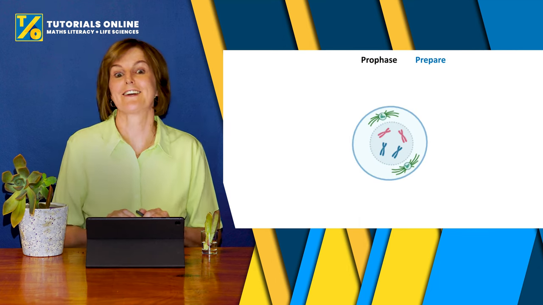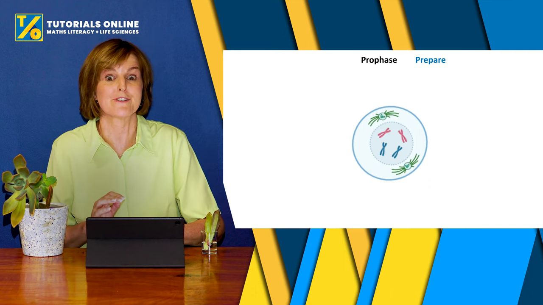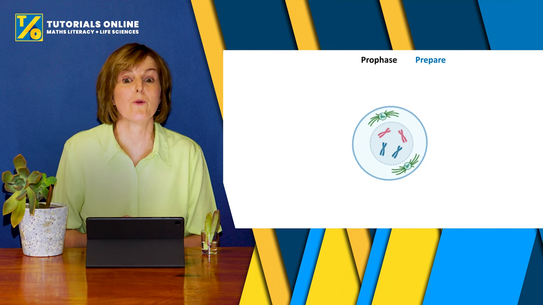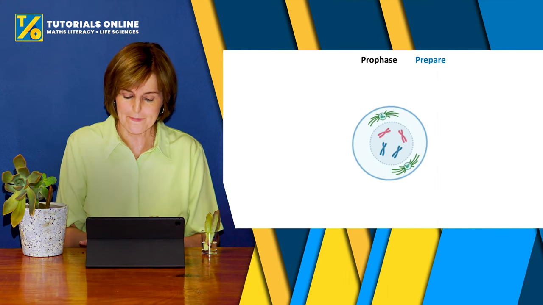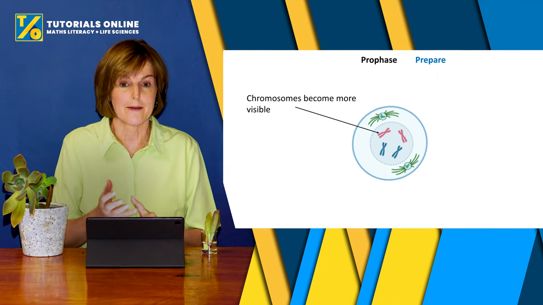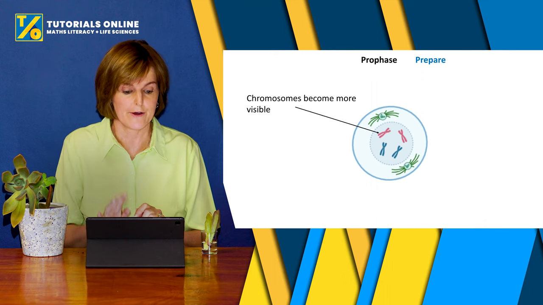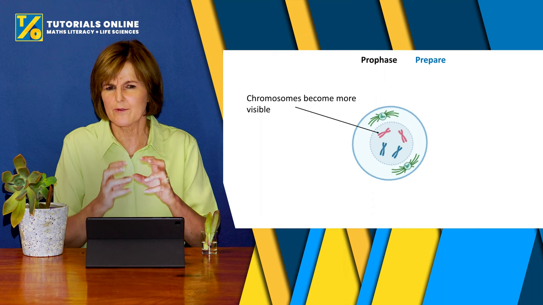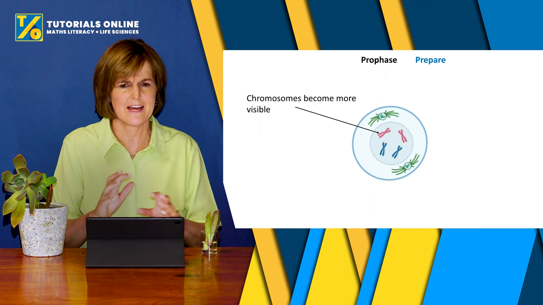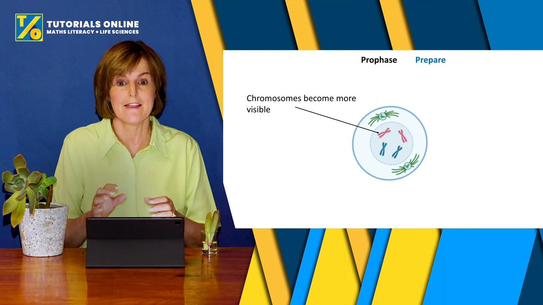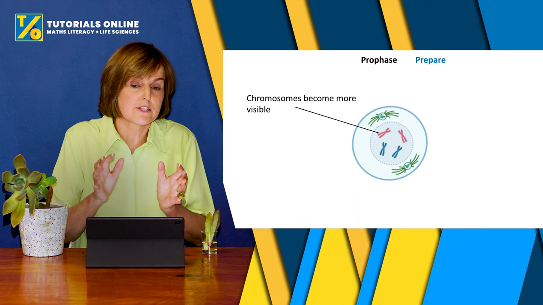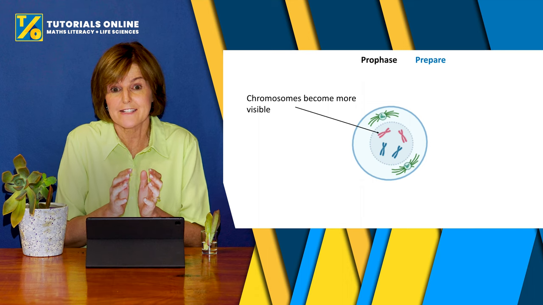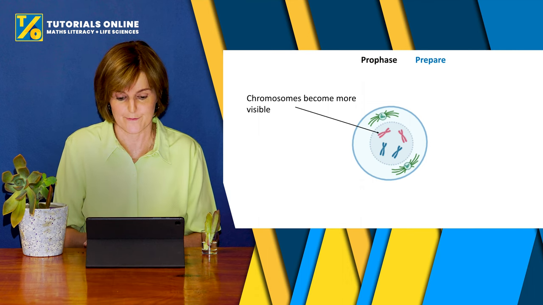Okay, so now we're going to get stuck into prophase, which is the first phase of mitosis. And remember, it's all about preparing. So the first thing that happens, there are going to be four things I'm going to show you now. The first thing is that chromosomes become more visible. So that spaghetti network, you don't see that anymore. You see actual chromosomes. The chromatin network, the threads become shorter and fatter, and then they are visible as chromosomes.